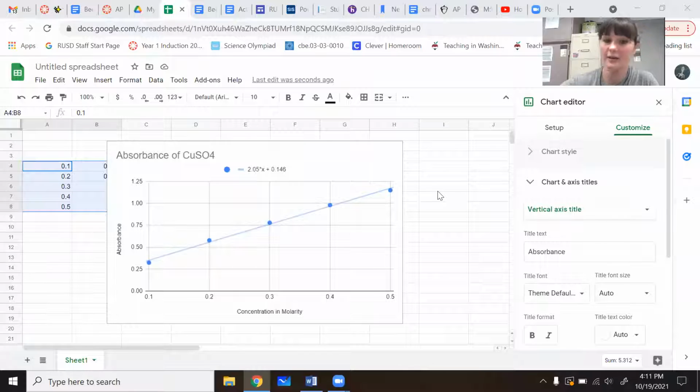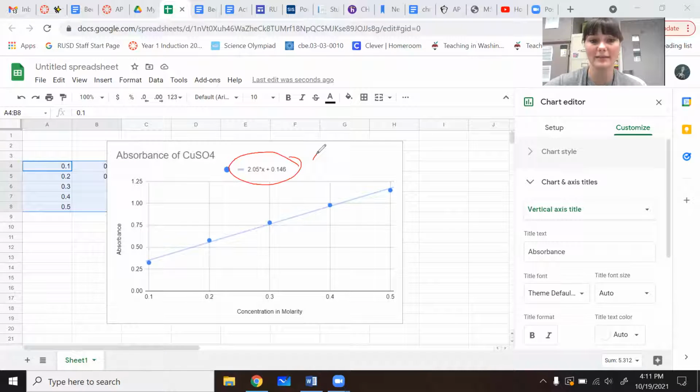Now, in terms of calculating the unknown value, let's see if I can draw on this. We're going to use this equation to do so. This equation, again, being y equals 2.05x plus 0.146. Now, the absorbance value that I got spat out at me was 0.673. So that value is going to plug in for y.